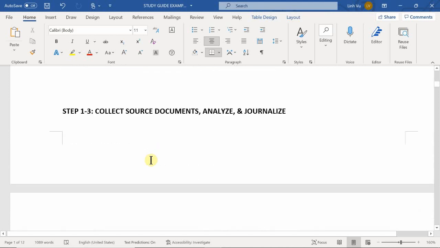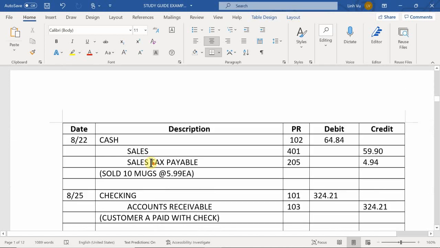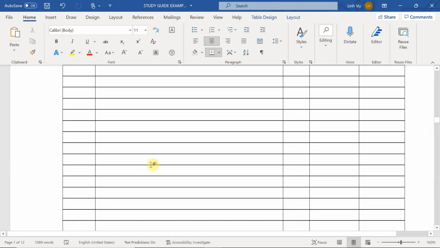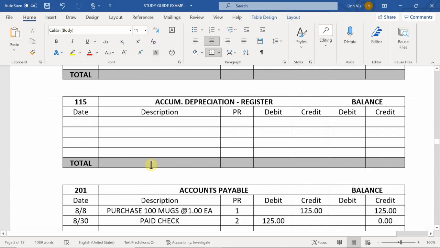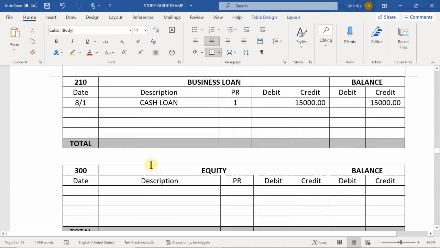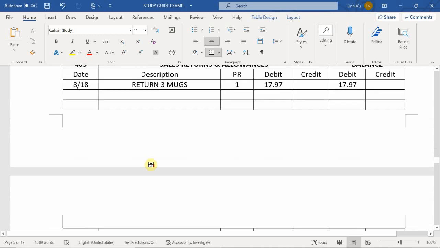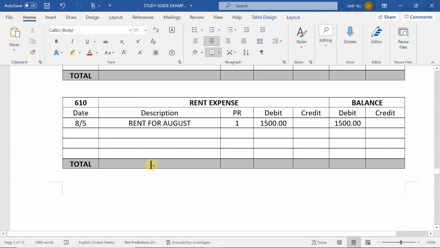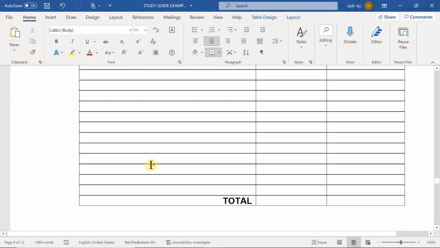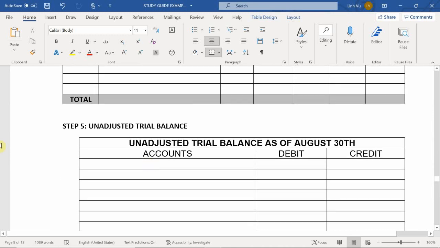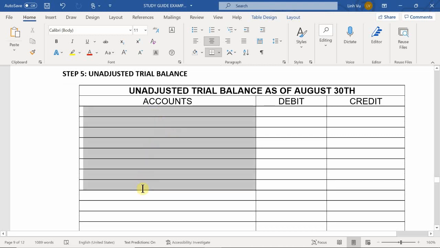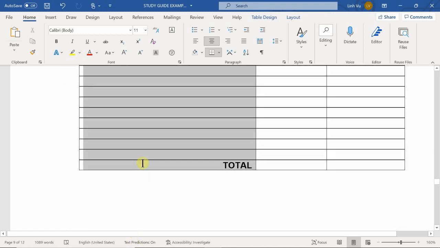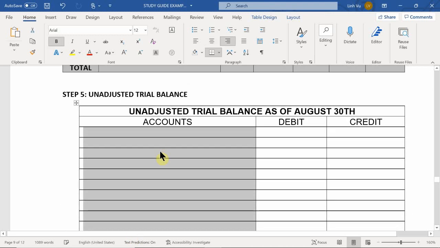Step 5 of the accounting cycle right here. I have it for you under all of the ledger here. We have an unadjusted trial balance. Here you go. Unadjusted trial balance, step 5 of the accounting cycle. So how do we complete the unadjusted trial balance?